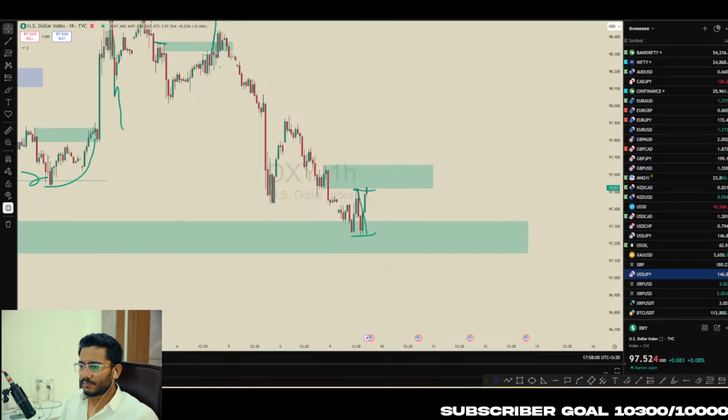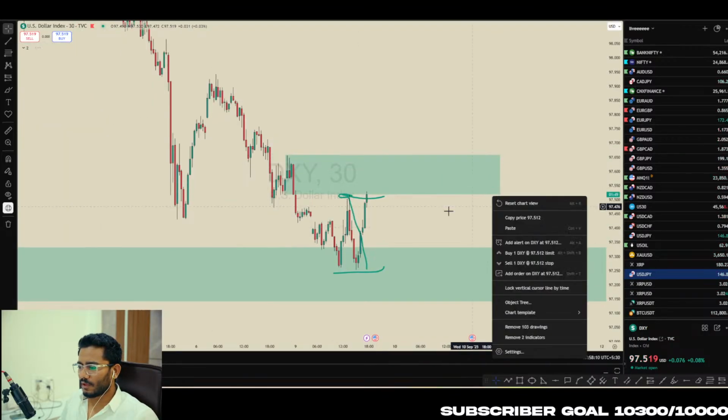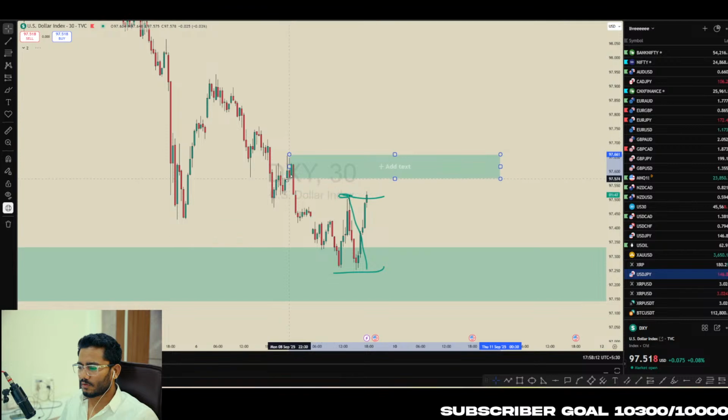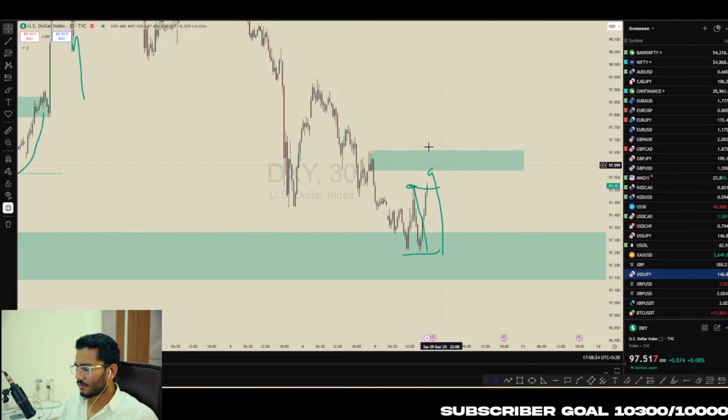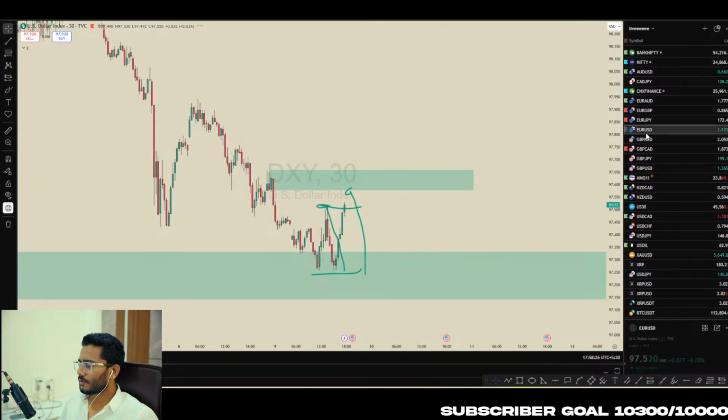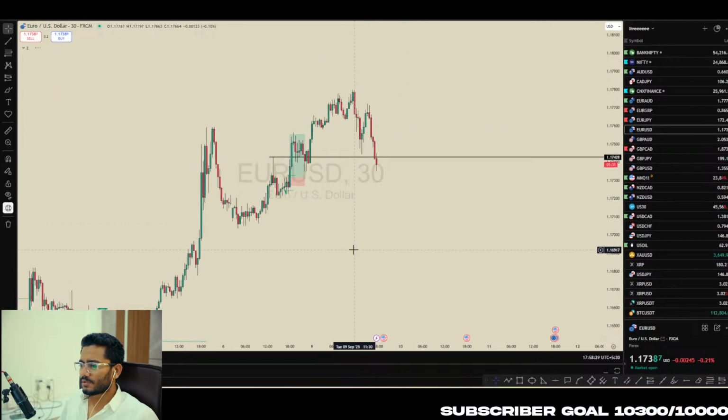So let's see if we have this. So this is a breaker block and this is an order block. So if we get reaction from this, then we'll see the same move on USD JPY. Euro USD.